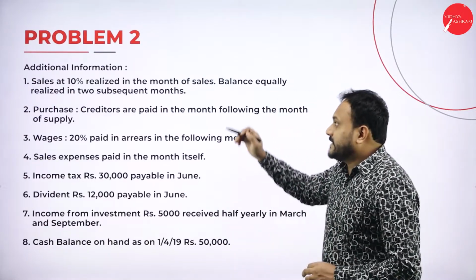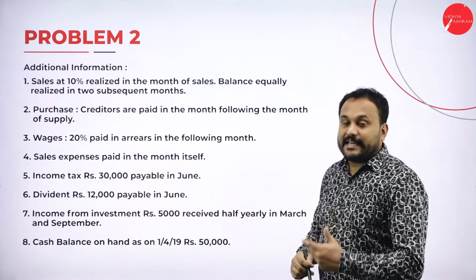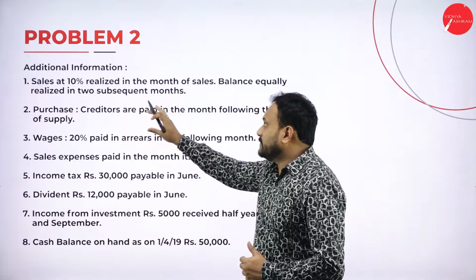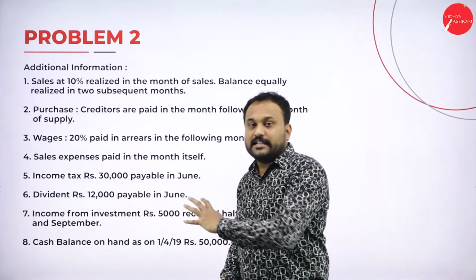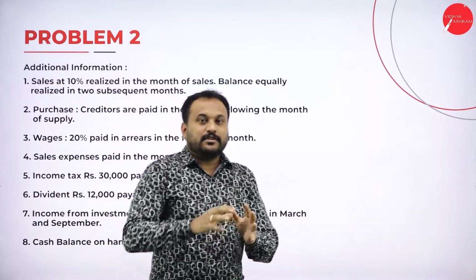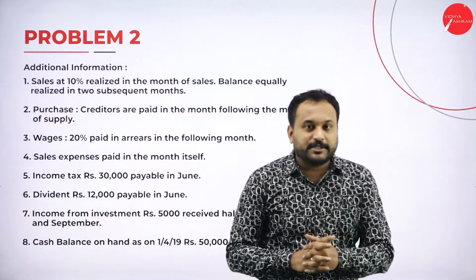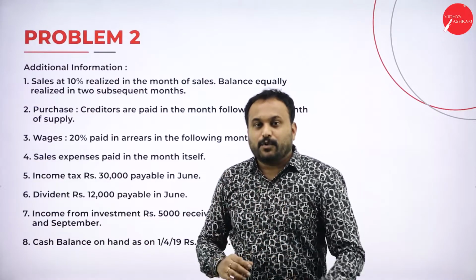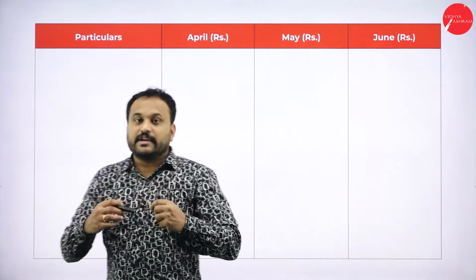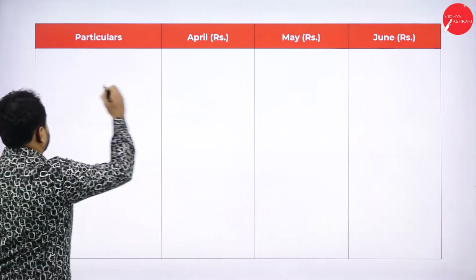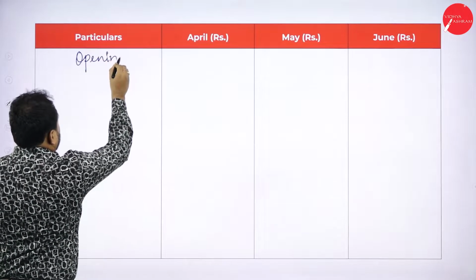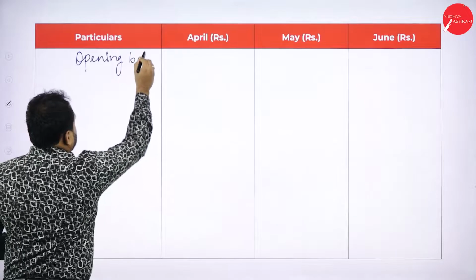First they said sales are 10% realized in the month of sales, balance equally realized in 2 subsequent months. Now before this adjustment, let me tell you, whenever you solve a cash budget, you should know the format. What is the format here? The first thing, the minute you are solving a cash budget, is that we should write opening balance.